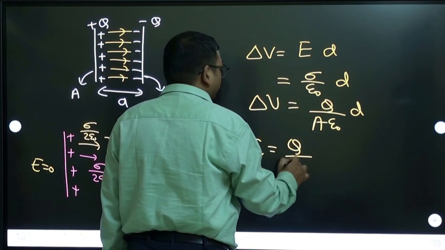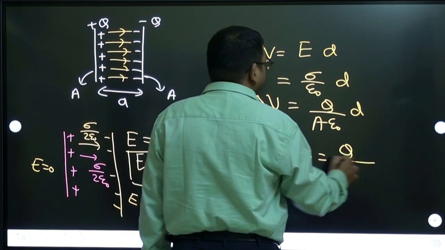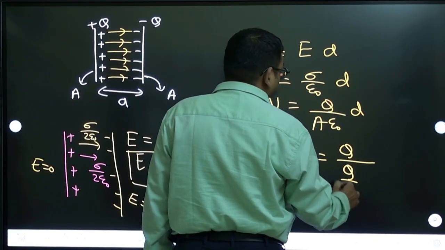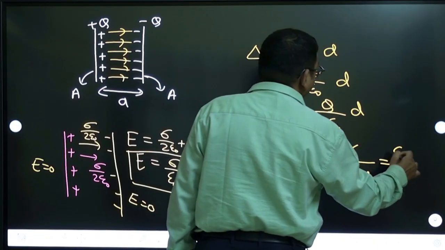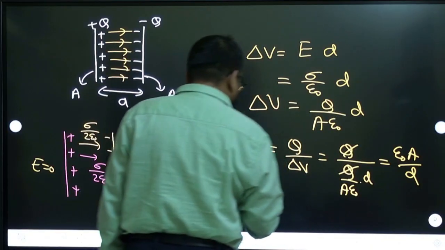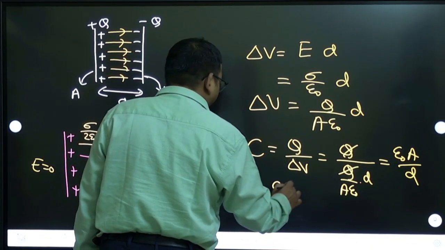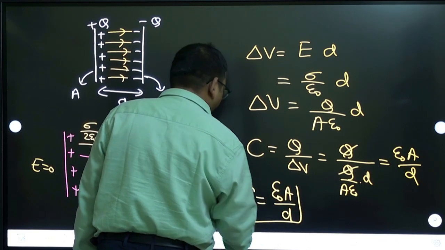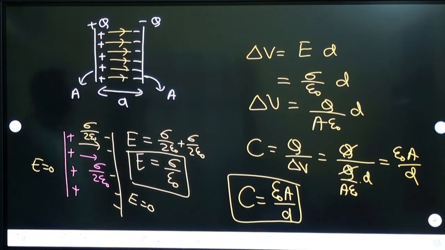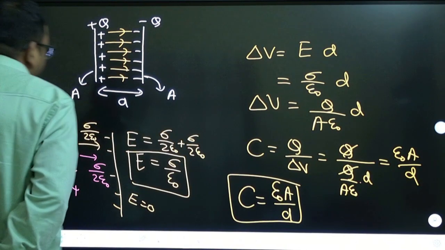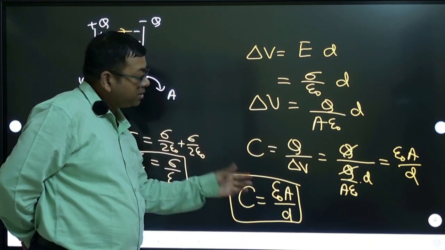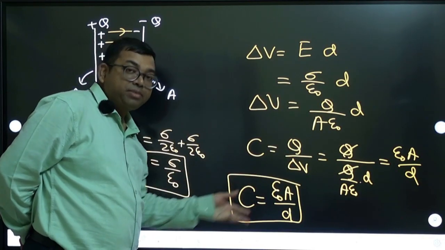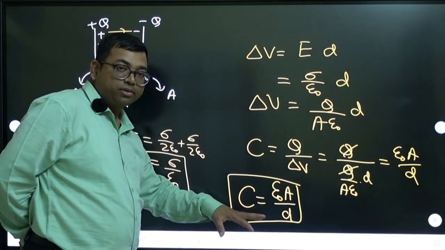This is how we get the capacitance. Capacitance is q by delta V. Substituting delta V, we get q A epsilon naught divided by q d, q gets cancelled, giving epsilon naught A by d. This is the capacitance of a parallel plate capacitor. Are you clear about this? So it depends on what? Epsilon naught, because we have taken vacuum. If there is a medium, it will become k times epsilon naught, where k is the dielectric constant.